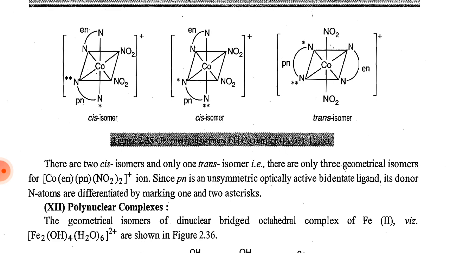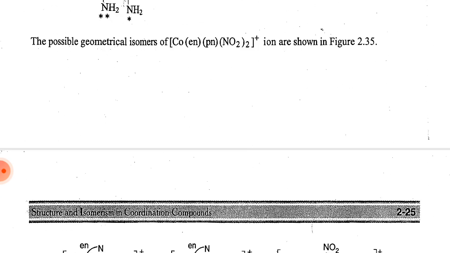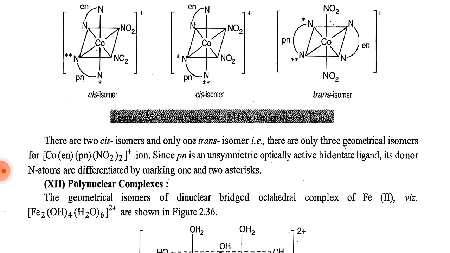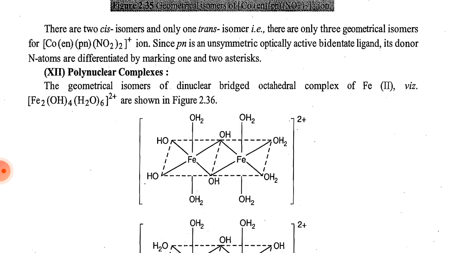Since propylenediamine is an unsymmetrical, optically active bidentate ligand, its donor nitrogen atoms are differentiated by marking them with 1 and 2 asterisks.